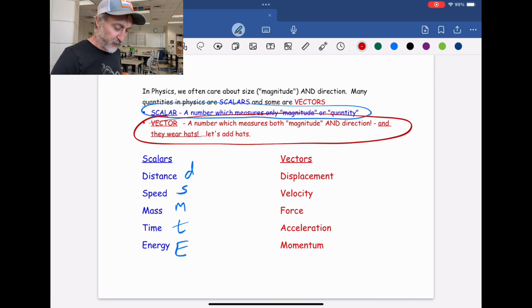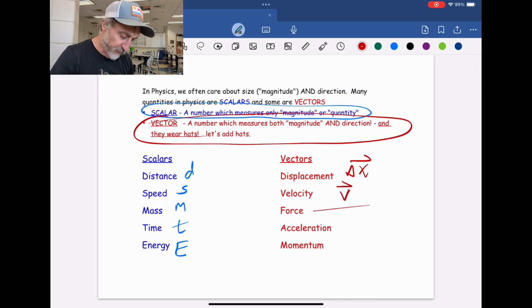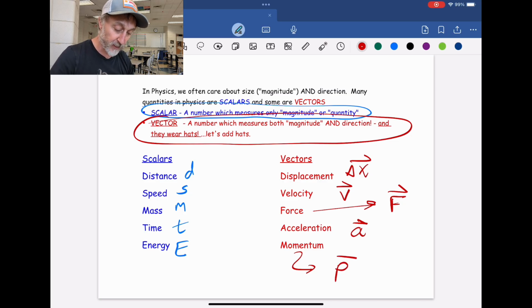So, some examples of vectors. Displacement is a vector. There's my vector hat. Velocity is a vector. Force: when you push a thing, you care how hard you push it, but you also care what direction you push it in. So force actually turns out to be a vector. I'll put a little vector hat over it just to emphasize it. Acceleration: you can speed up or slow down in a certain direction. Momentum, we'll learn about momentum later. That is also a vector. Weirdly, the symbol for momentum is a lowercase letter p.